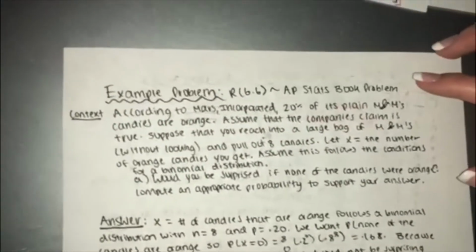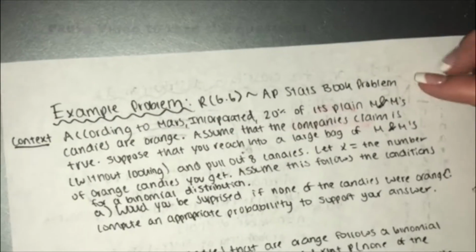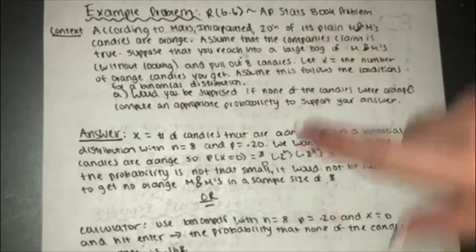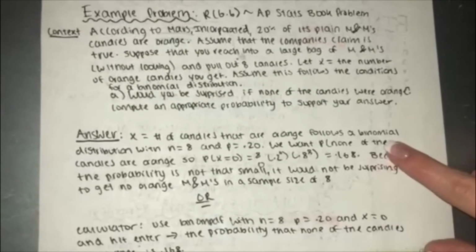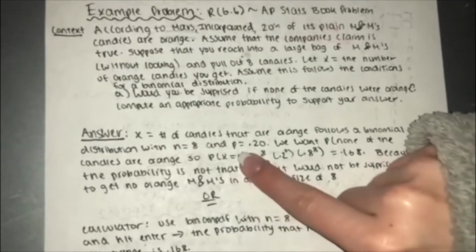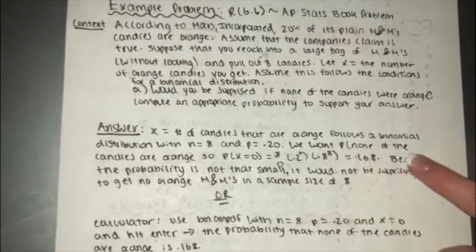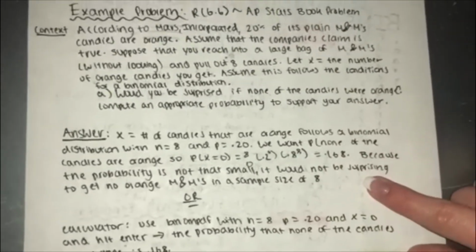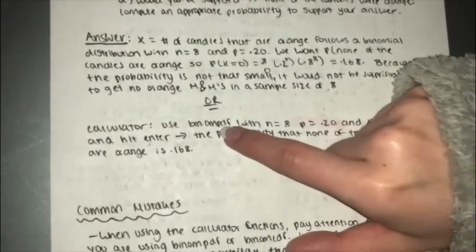Here is an example problem from the AP Stats book, problem R6.6. So you would define X with n equals 8 and p equals 0.2. We want the probability that none of the candies are orange, so P of X equals 0. So we can plug it into the formula that I mentioned earlier, and because this probability is not that small, it would not be surprising to get no orange M&Ms in a sample size of 8, or you could choose to use your calculator with binompdf.